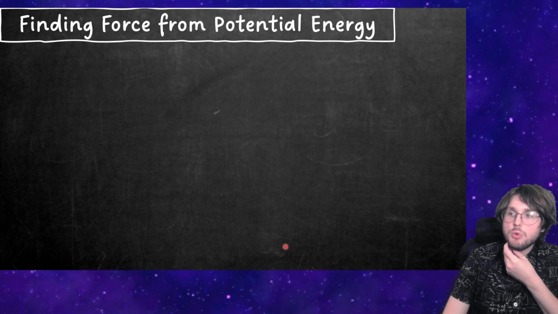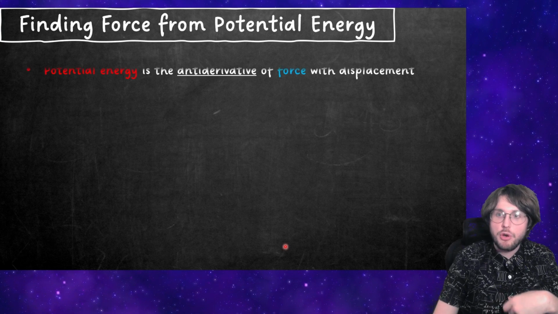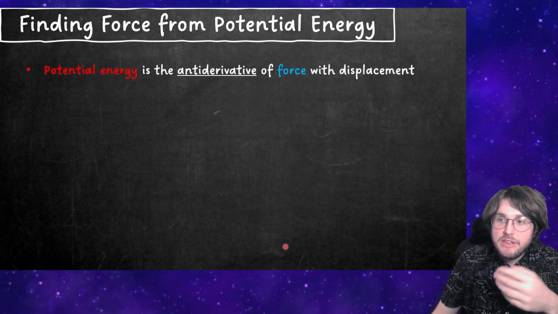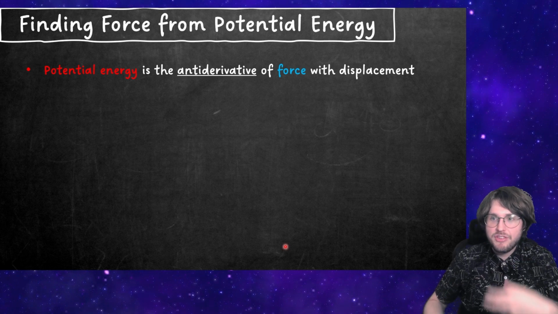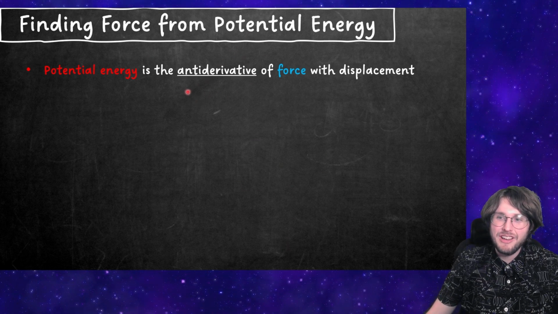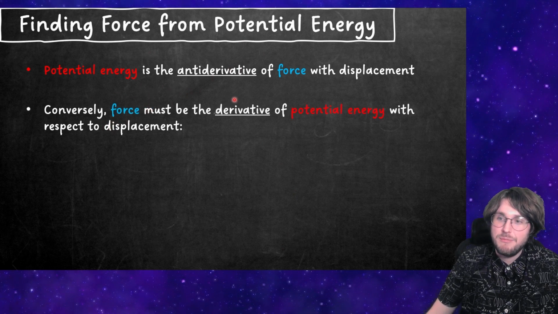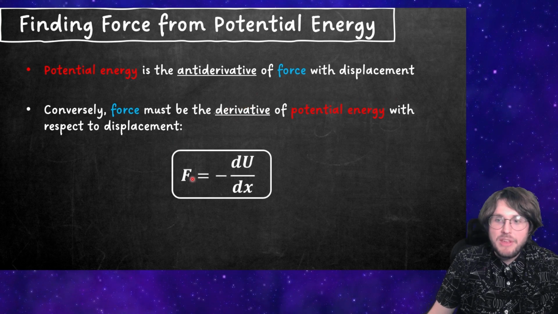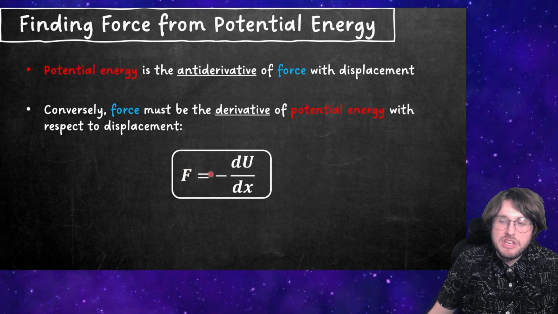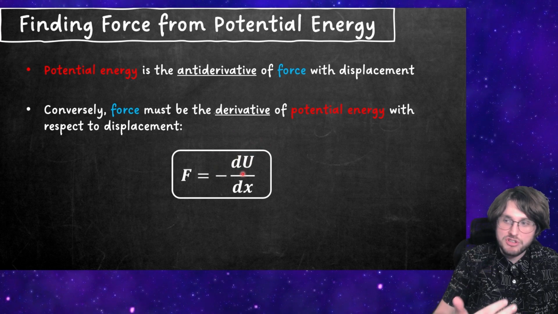Now, another thing that we can do with potential energies, now that we have those formulas, is go in the reverse direction. So we know that potential energy is the antiderivative, or the integral, of force with respect to displacement. And because we're using the term antiderivative here, then technically we could also state the converse of that, which is that force must be the derivative of potential energy with respect to displacement. So we can express that simply as force equals the negative derivative of potential energy with respect to x, or the change in potential energy over change in position.